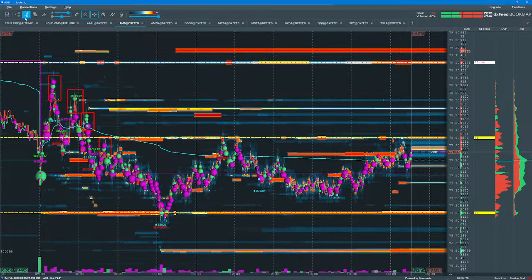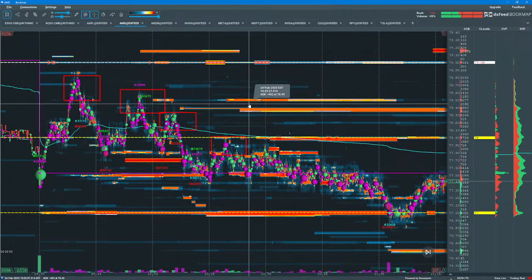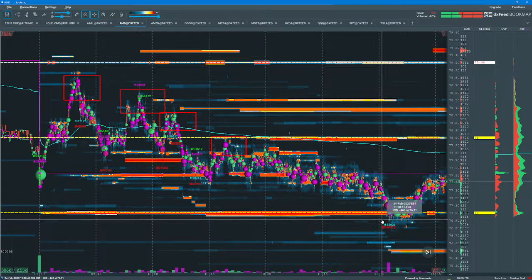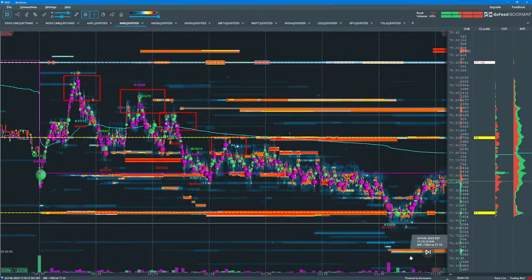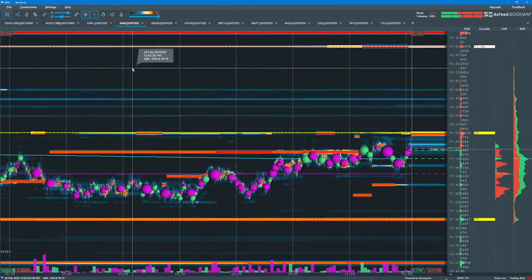So anyway, here's the setup in AMD. Definitely bearish order flow. And AMD typically does not have a lot of range. And there's the price target at the 77 liquidity. All right, so that's AMD. And the next one was Amazon.